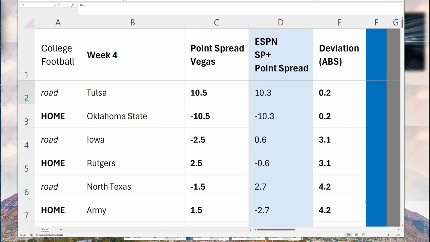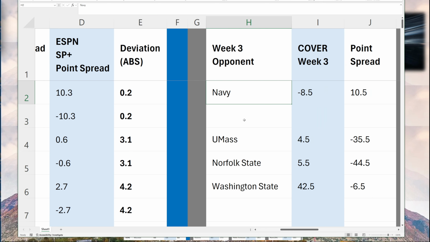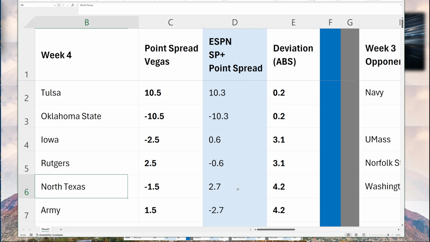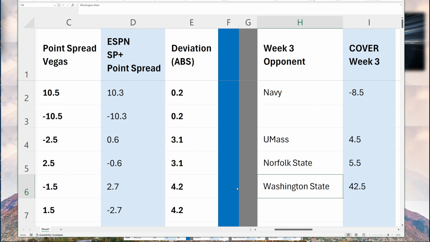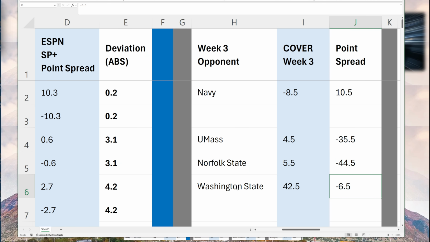So Tulsa in week 1 played Navy. The point spread was 8.5, and they underperformed by 8.5. So if it's a minus in the cover column, the blue cover column, they underperformed. Now here, let's look at this here. North Texas in week 3 played Washington State. The point spread was minus 6.5 for North Texas. They covered the point spread by 42.5 points.